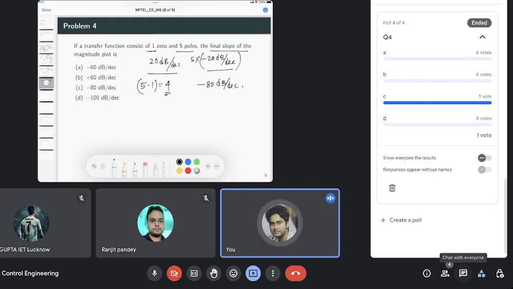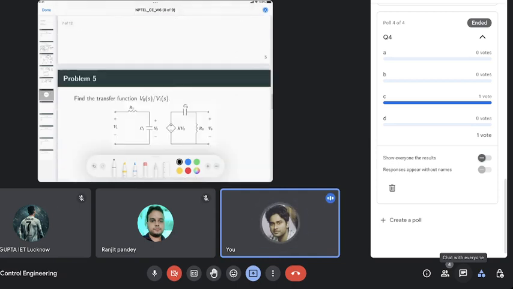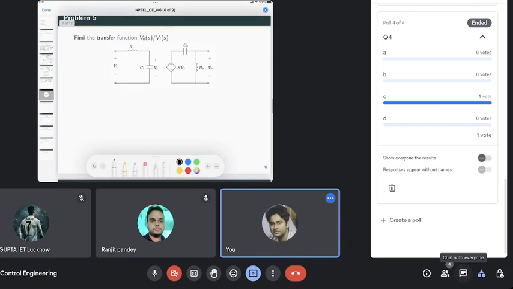So you have 1 zero and 1 pole, whose contributions of minus 20 and 20 will cancel out, so only the other 4 poles' contribution will be there when omega is very high. For each pole you have minus 20 dB per decade, so for 4 poles it will be minus 80 dB per decade. Okay, next we move to question 5.